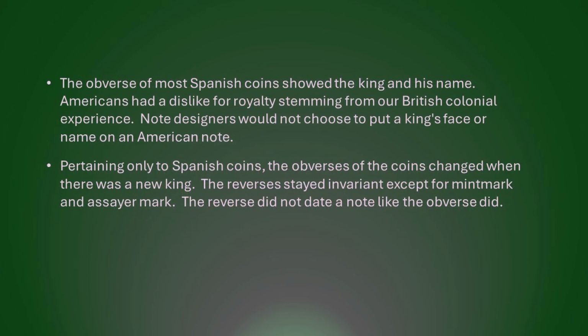The obverse of most Spanish coins showed the king and his name. Americans had a dislike for royalty, stemming from our British colonial experience. Note designers would not choose to put a king's face, or name, on an American note. Pertaining only to Spanish coins, the obverses of the coins changed when there was a new king. The reverses stayed invariant, except for mint mark and assayer marks. The reverse did not date a note, like the obverse did.